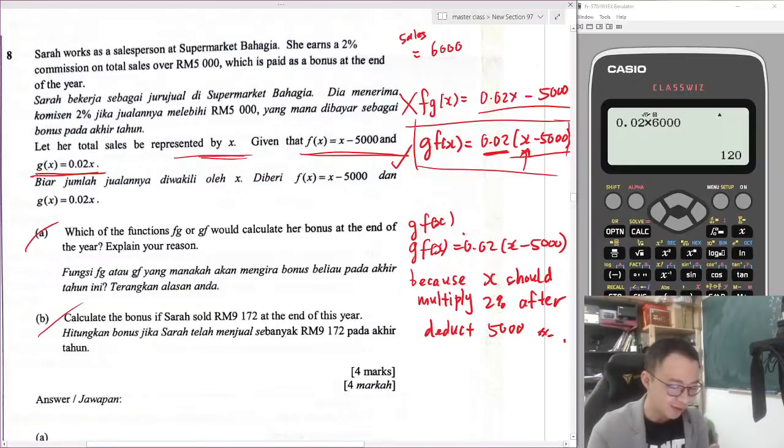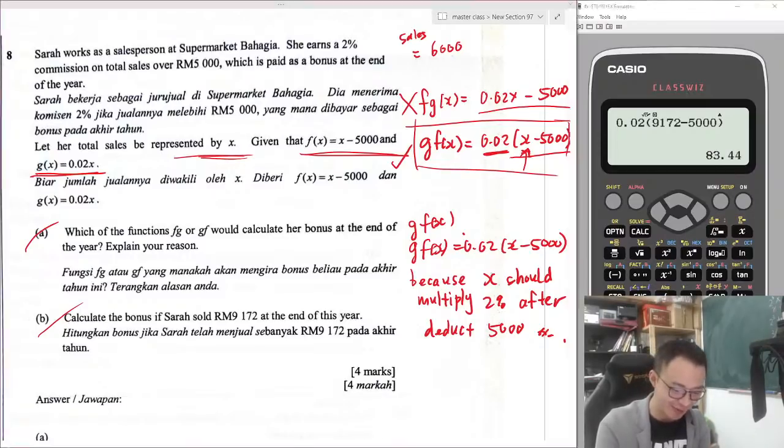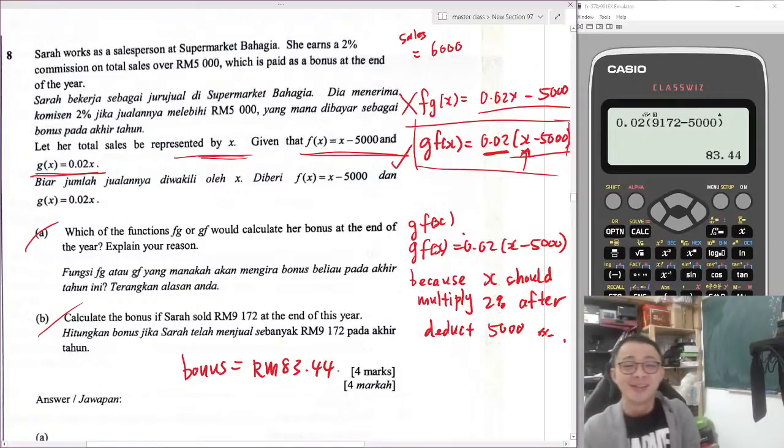Right now he asks us to calculate. If we have 9172, then we just substitute into the equation: 0.02 times 9172 minus 5,000. Then I should get, yeah, it's quite sad for the supermarket, the bonus is about 83 ringgit 44 cents. So this is how we do these kinds of questions.